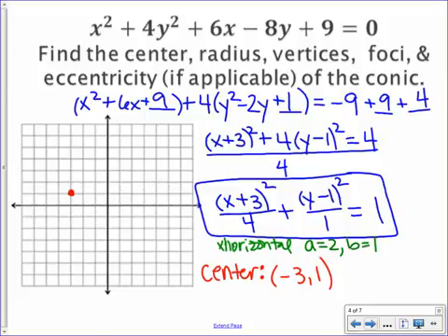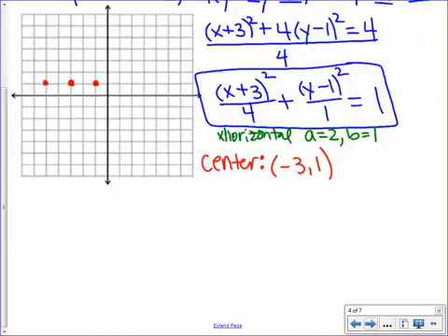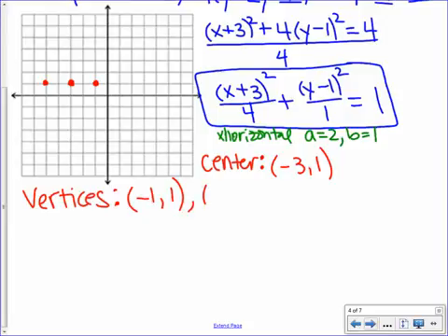All right. So we said this is a horizontal ellipse, which means our a value, that's how we're going to get our vertices. Our denominator is a squared. So if this is 4, a is 2. So what we're going to do, we're going to move horizontally 2 from our center. So our vertices are going to be, well, I graphed (-1, 1) and (-5, 1).